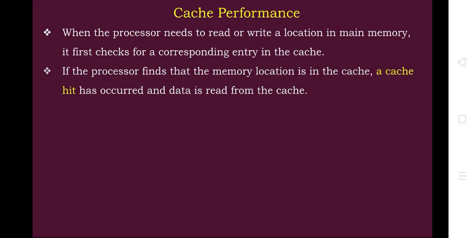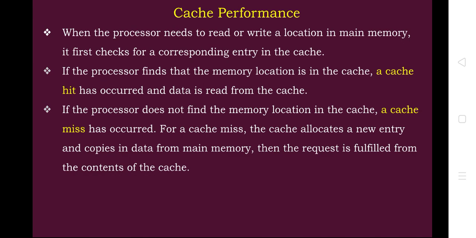Now, when the processor finds the memory location in the cache, it is called a cache hit. That means we can hit the data in the cache itself. No need to go to the primary memory, which is the main memory. So the processor can access this data directly from the cache because it is already available in the cache. That is called a cache hit. The other scenario is if the processor does not find the memory location in the cache, then a cache miss has occurred.